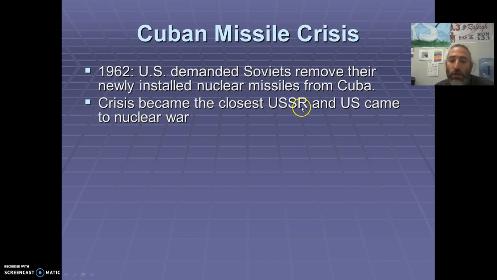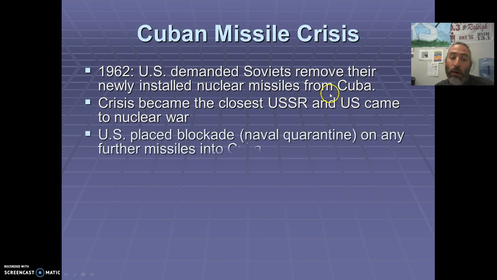It becomes really close when the USSR and the United States almost enter a nuclear war. The United States starts blockading Cuba, stopping Russian boats from going through. The Russian boats continue to move closer, and it's probably this and the Berlin crisis that are the two closest points the United States and the Soviet Union come to actually fighting in a war. We place a blockade, which is a naval quarantine around Cuba.